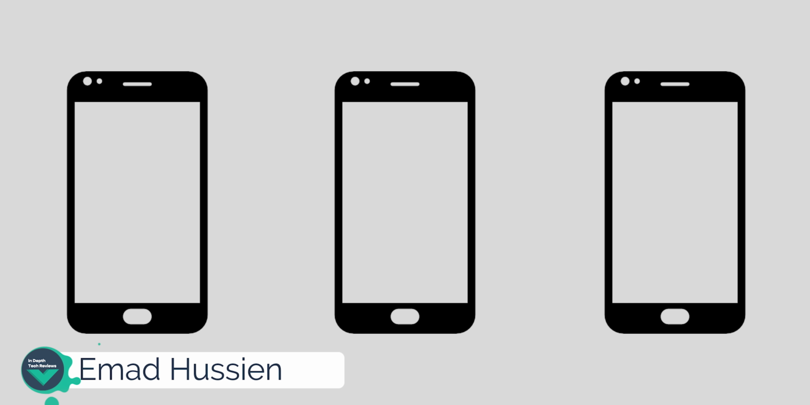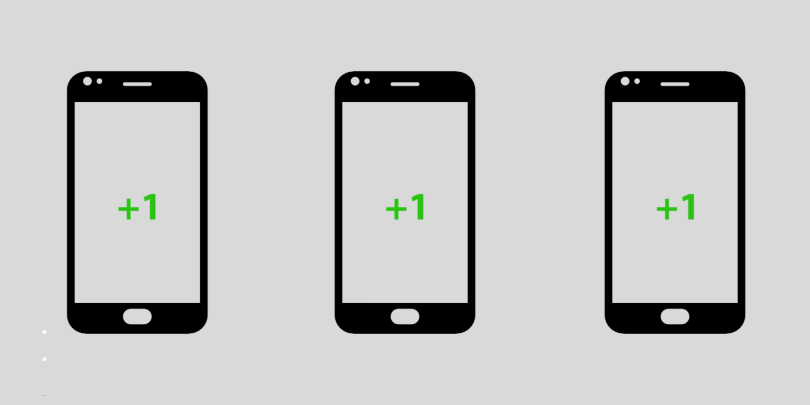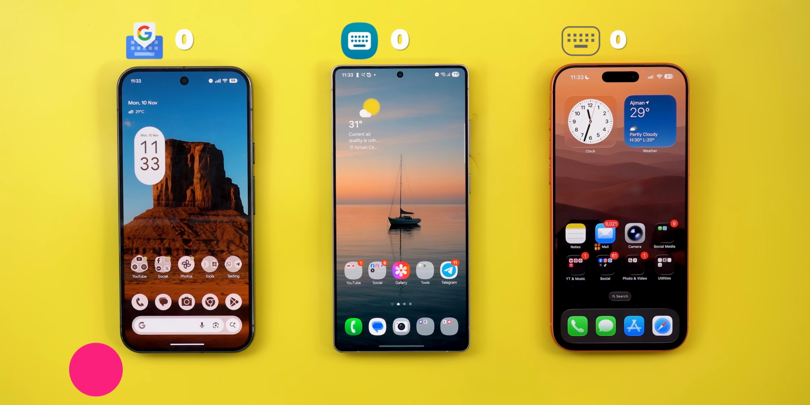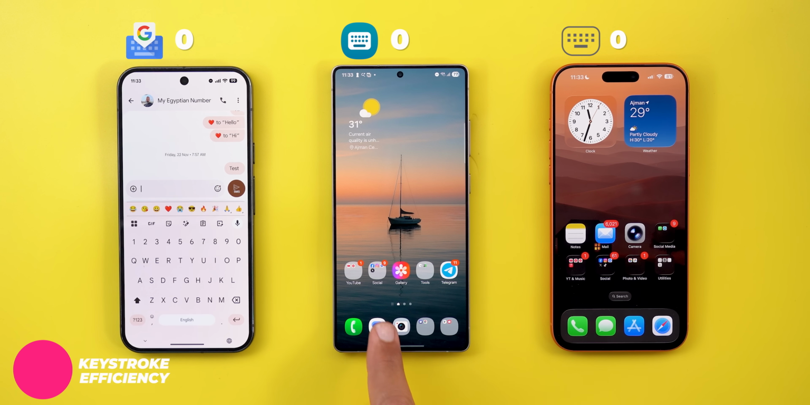Let's start by setting the scoring system. Each one takes a point per feature. If the same feature exists in two or more keyboards with a difference in quality, performance, or ease of use, I will start ranking them by giving half a point extra to the first place, quarter a point to the second, and no extra points to the third. So let's start with the most important category, which is the keystroke efficiency.